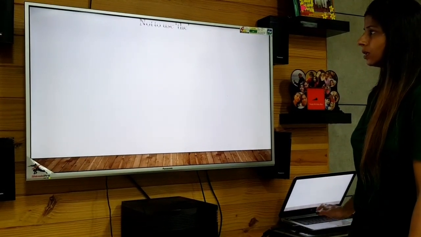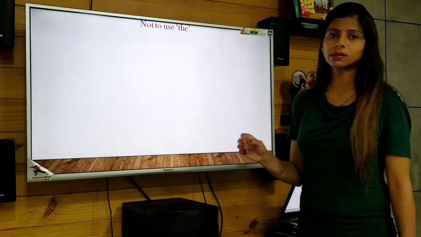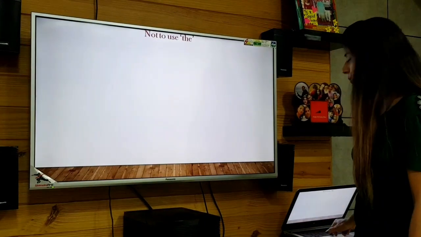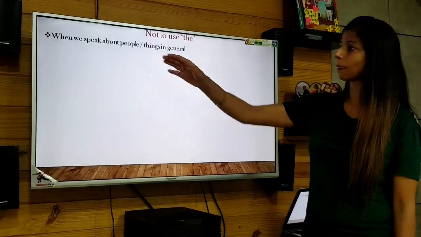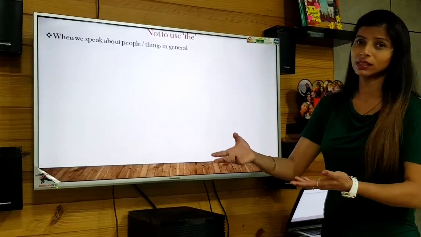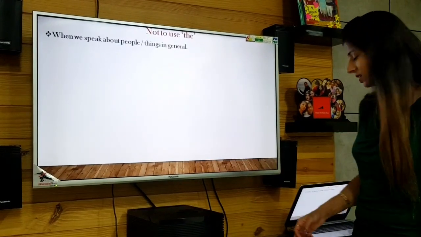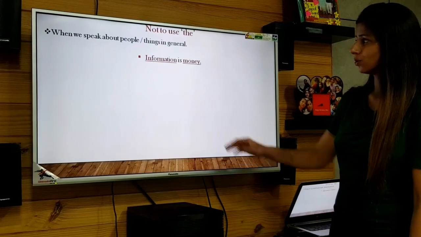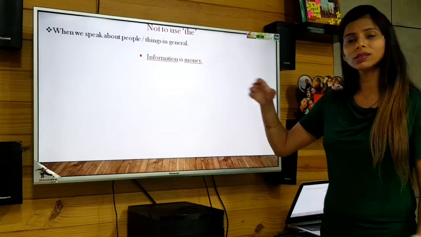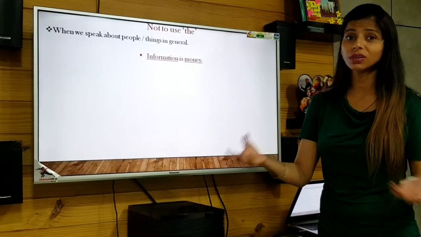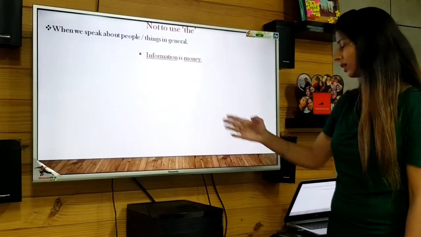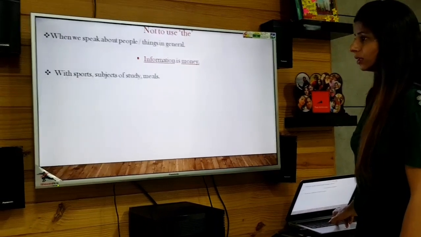So next we are proceeding further. Now here is the slide where not to use "the", right? So we need to check up. Check-up points are when we speak about people or things in general, which is the basic and foremost point which we discussed at the start. So the example I have taken up is, information is money. We are talking about information in general, so we are not using "the" here.